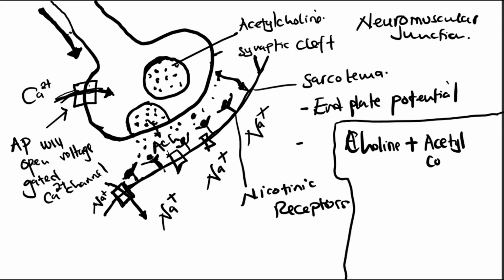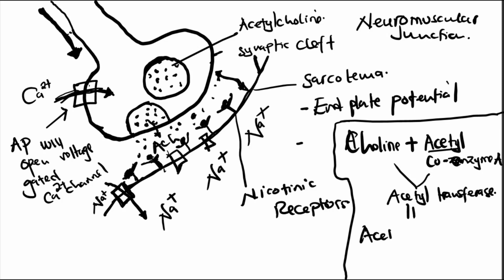Acetyl coenzyme A. And this reaction is catalyzed by an acetyltransferase. So what the acetyltransferase will do is that it will get the acetyl from acetyl coenzyme A and join it to choline. So this will result in acetylcholine. This acetylcholine will then be stored in the vesicle. And this is the acetylcholine that is released in the synaptic cleft.